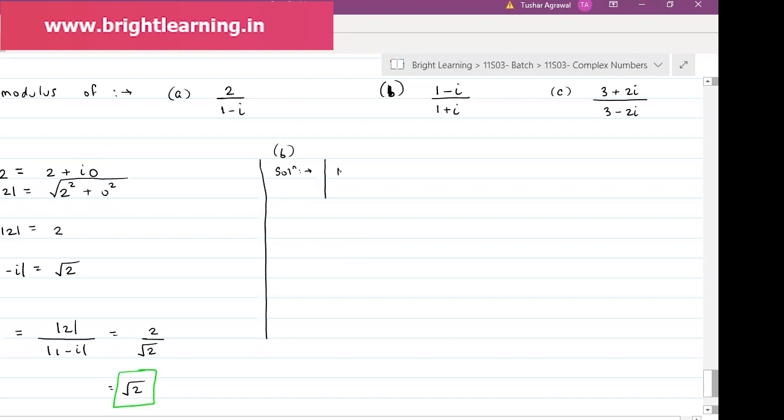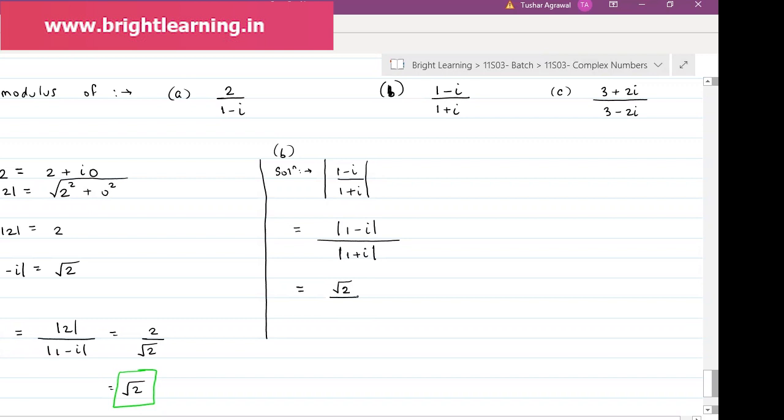So the magnitude of (1 minus i) upon (1 plus i), that is modulus of Z1 divided by Z2. I can do the separation of the mod sign: modulus of Z1 divided by modulus of Z2. The modulus of the numerator, can I say, is the square root of 1 square plus 1 square.